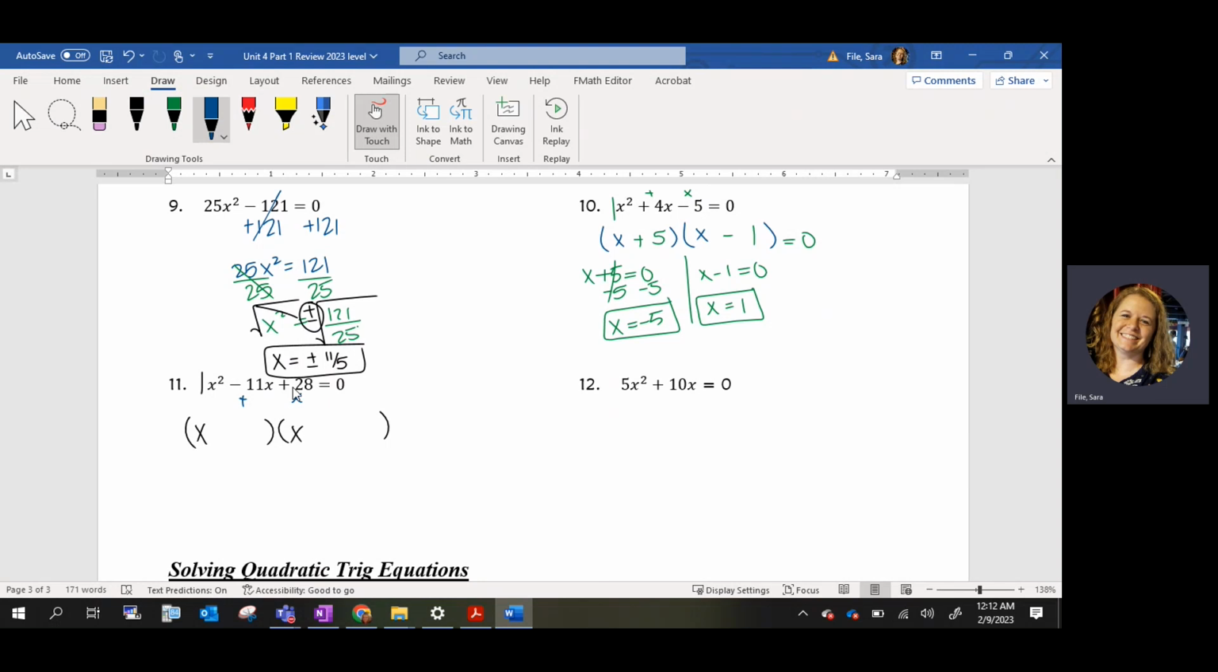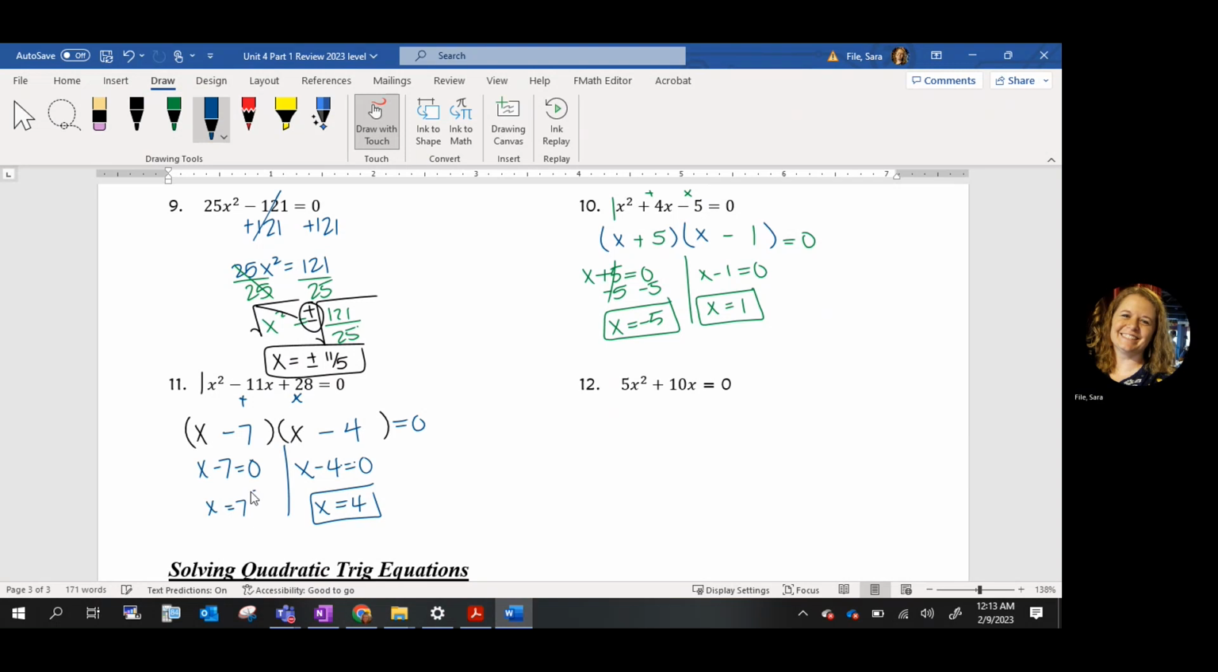7 and 4 would add to 11, but I need it to add to -11. So I would need both of them to be negative, because when I multiply those, it would give me positive, but when I add them, it would give me -11. So now I'm ready to split and solve. So here I would add the 4 to the other side, so I get positive 4. Here I would add 7 to the other side.